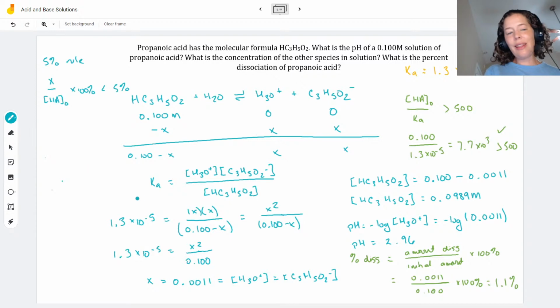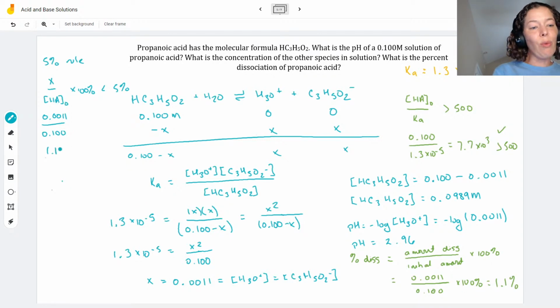So you can see that this 5% rule calculation is actually the same as this amount dissociated. So I put my value for x, which I did right here, up here. And then, of course, my initial concentration of acid is 0.11. So you can see we've actually done this calculation and we get 1.1%, which is less than 5%.